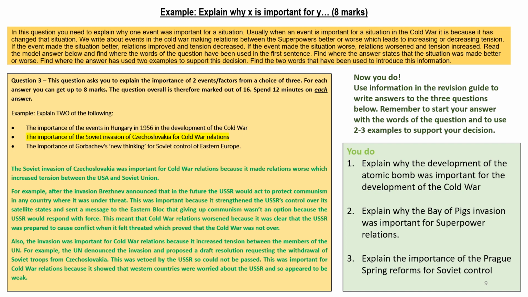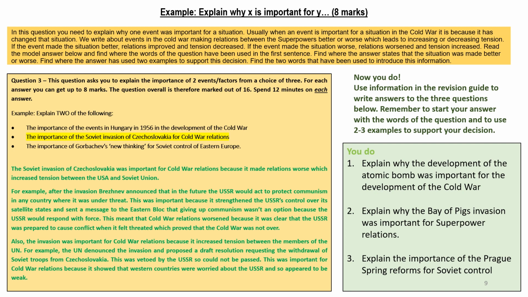And that means explain why an event is important for a situation. In the model answer that you can see in front of you on the screen, but also in your paper booklet, the question that the candidate has asked is, explain the importance of the Soviet invasion of Czechoslovakia for Cold War relations. So in this case, the event is the Soviet invasion of Czechoslovakia, and the situation is Cold War relations. Now, Cold War relations just means the relationship between the USA and the Soviet Union in the Cold War.